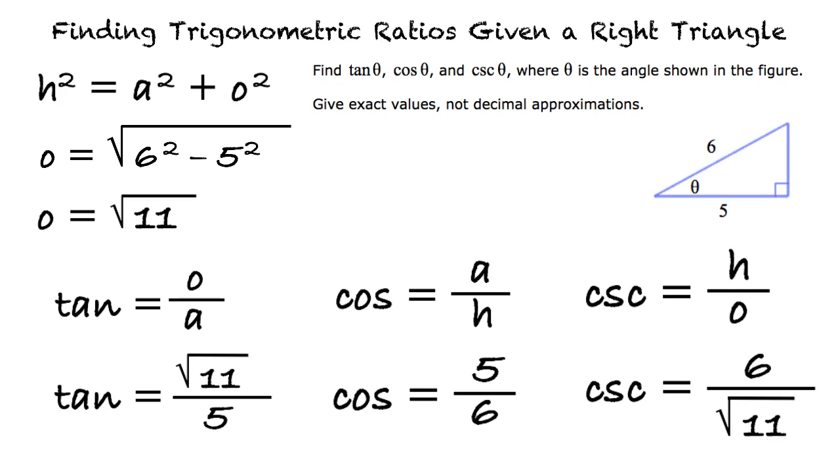Okay, I think I understand this topic now, but let me quickly summarize just to be sure. We begin by using the Pythagorean theorem to solve for the length of the missing side. Next, we substitute the appropriate side lengths to solve for the given trigonometric ratios. That's right.